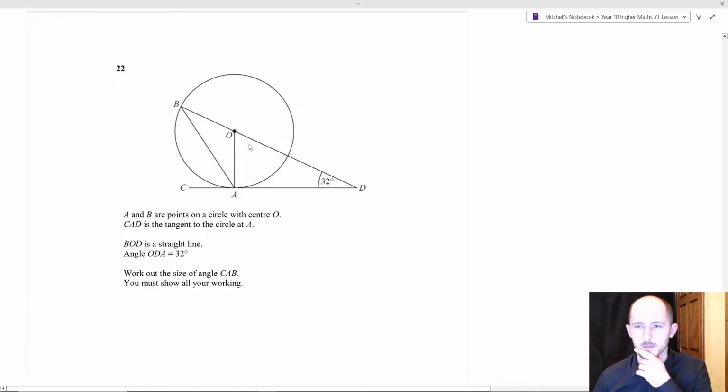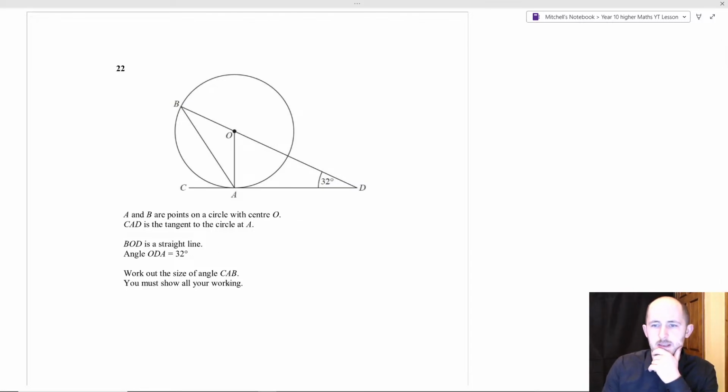In the meantime, so we have another circle question. Shocker. Work out the sine of angle CAB. So CAB would be this angle here. And the first thing that I immediately see is that this is a radius and a tangent. So overall it should be 90 degrees.